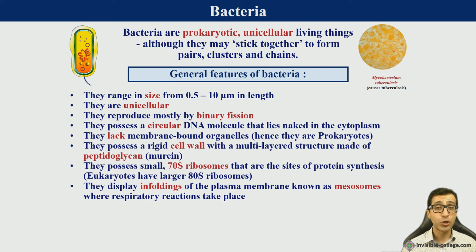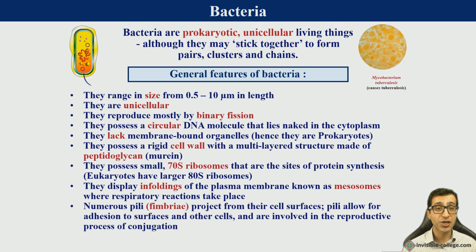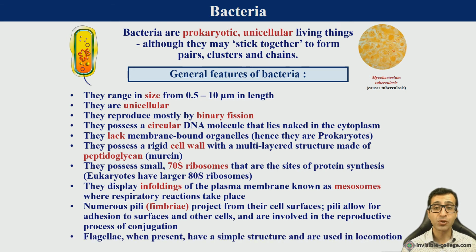They sometimes have numerous fimbriae or pili which project from the cell surface. Now the pili allow for adhesion to surfaces and also sticking to other cells. And these are involved also in the reproductive process of conjugation in bacteria. They also sometimes have flagella, and these have a simple structure and are used in locomotion.